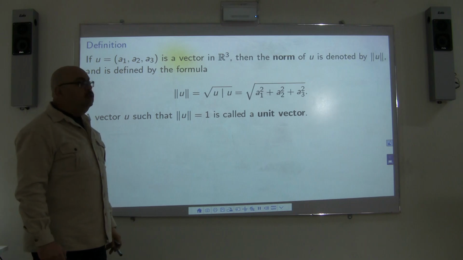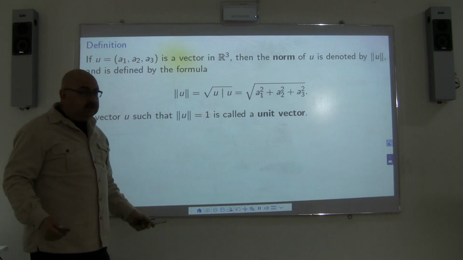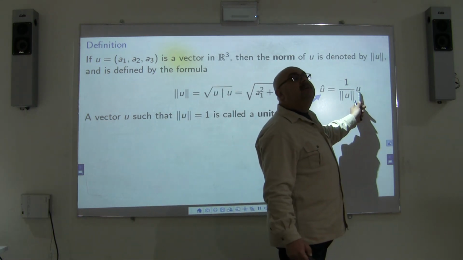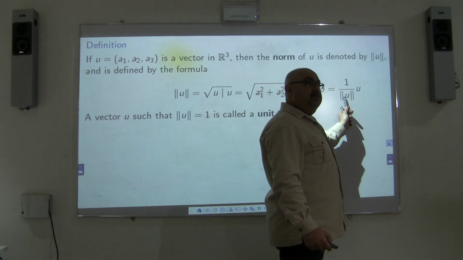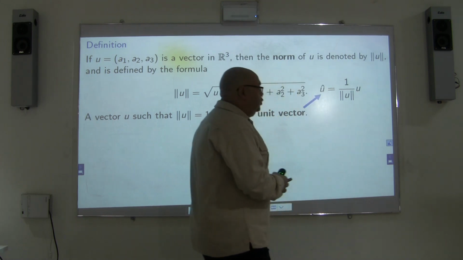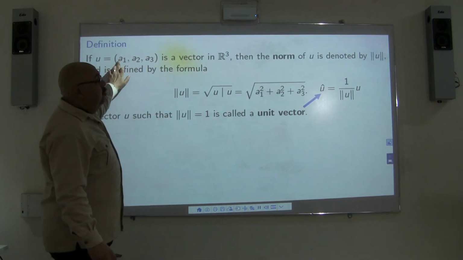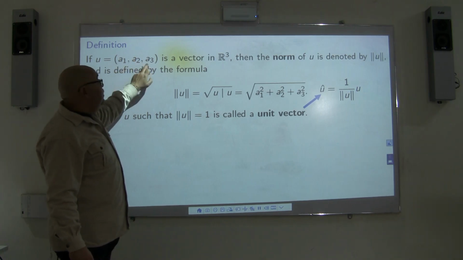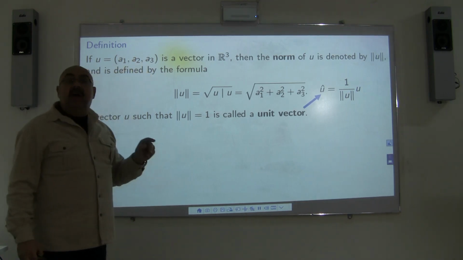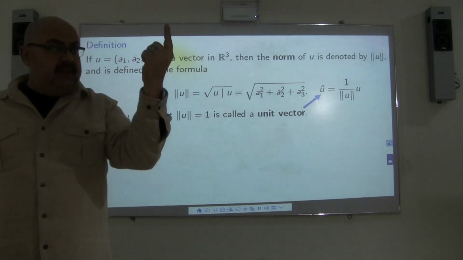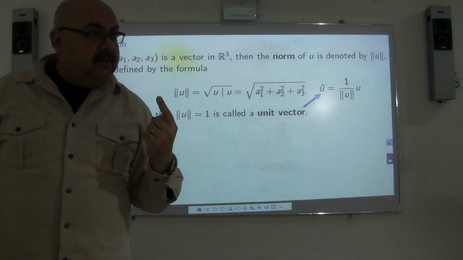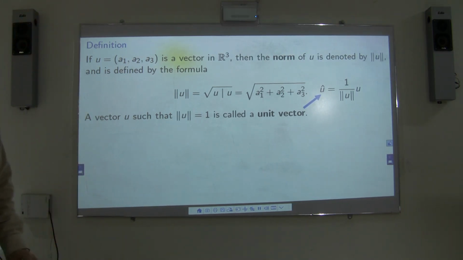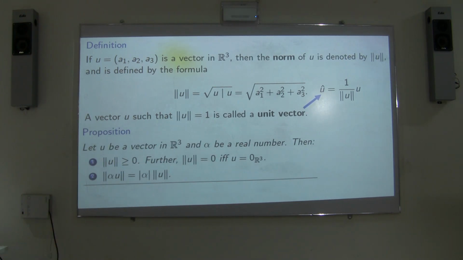Okay, if I want to get a unit vector from any vector, all I have to do is to divide the components of this vector by its magnitude. So all I will have to do is to divide A1 by the magnitude of U, A2 by the magnitude of U, A3 by the magnitude of U. Then the magnitude of the unit vector is going to be just one. So it's really very simple.